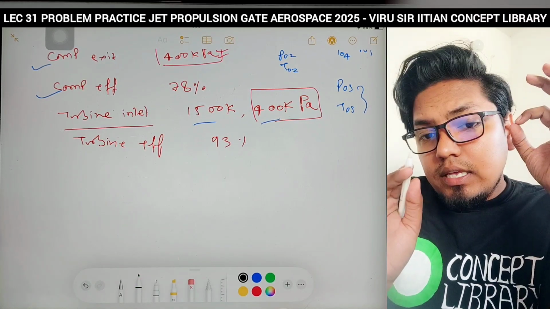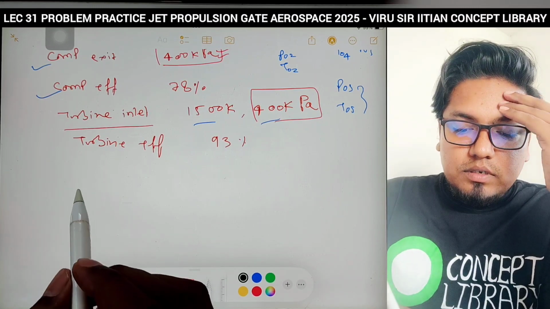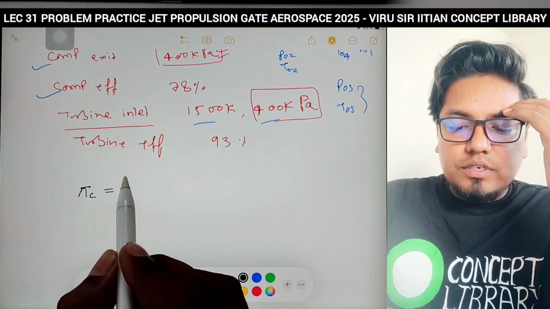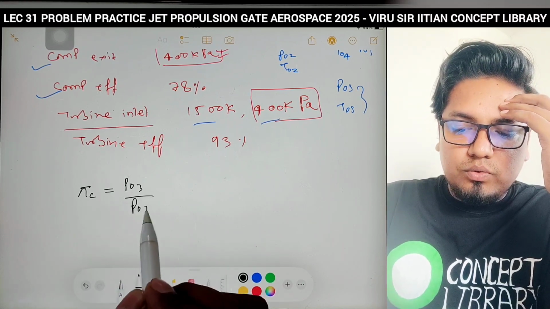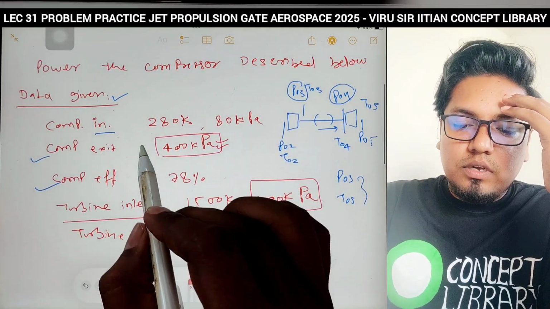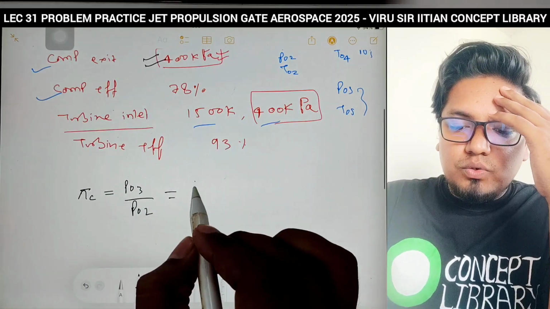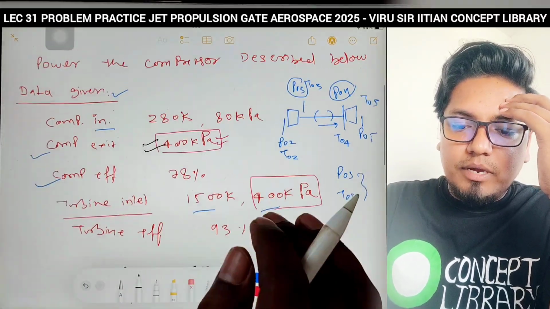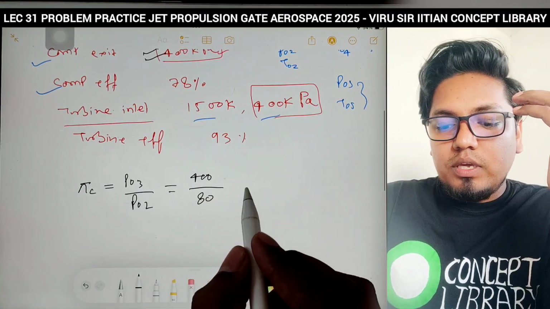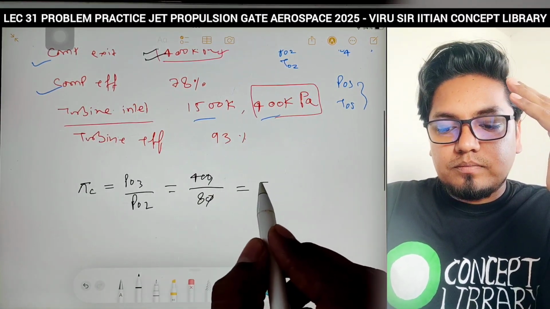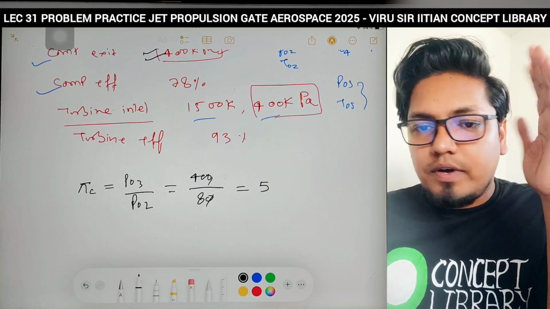Now the next part is how you will go ahead in the question. Very easy job. Whenever the pressure ratio is needed, which is P03 by P02, P03 value is 400 kilopascal, so you write down 400 kilopascal and divide by P02, which is 80 kilopascal. You cancel and solve. So the compressor pressure ratio is 5.